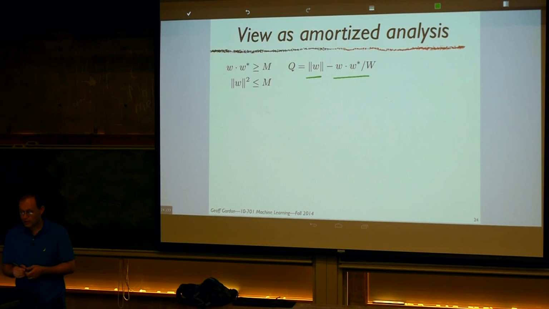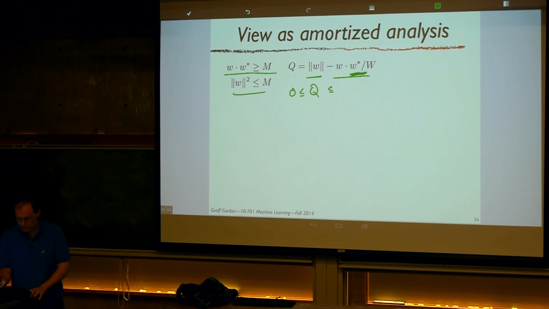We can put bounds on this potential function, which records the state of our algorithm. For example, 0 is less than or equal to q. Why? Because this is a unit norm vector, so w dot that vector is less than or equal to the norm of w, which cancels that term, so q is bigger than or equal to 0. But using those two inequalities from the previous slide, we can also show that q is bounded above by the square root of m minus m over w.